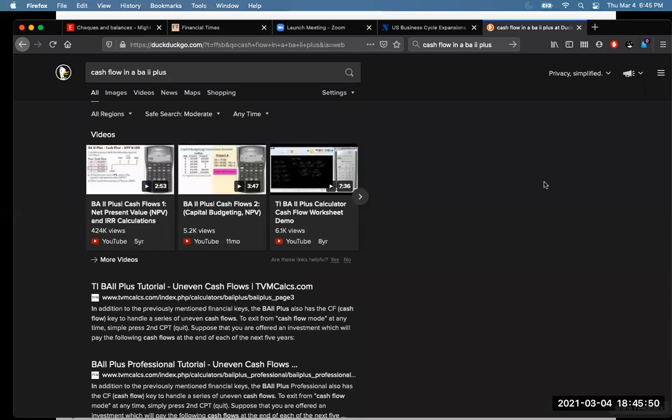So if you don't like reading through the manual, which is what I did, although that was many years ago, so I've forgotten how to use it, and I've lost the manual to my BA2 plus. But there are plenty of YouTube videos that you can get access to for free. So, I mean, you just have to have an internet connection and a computer or a cell phone.